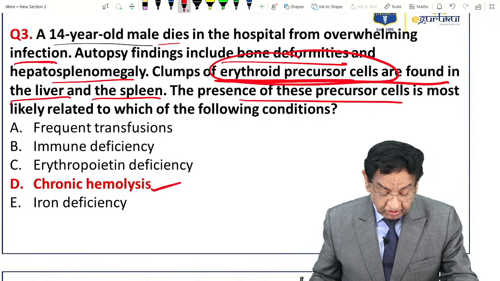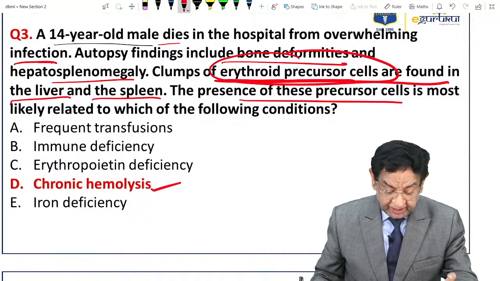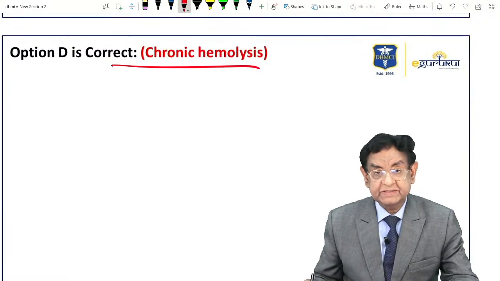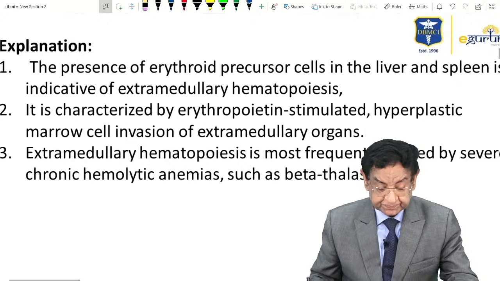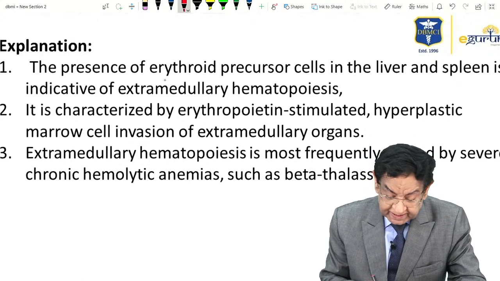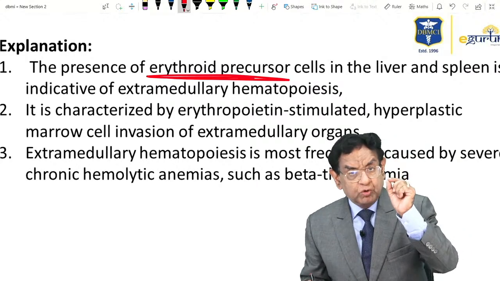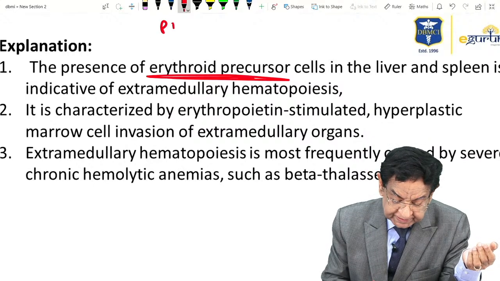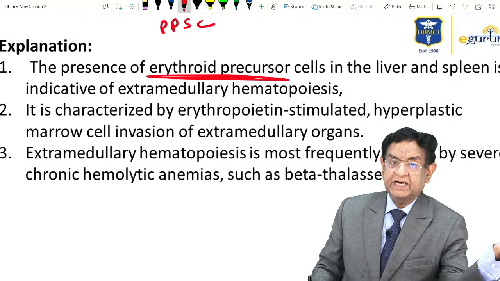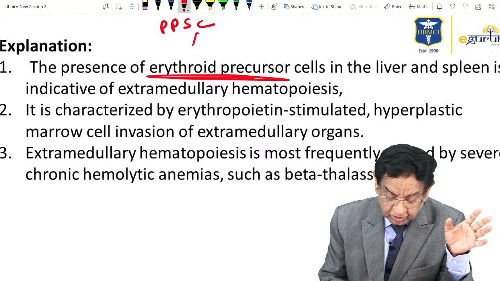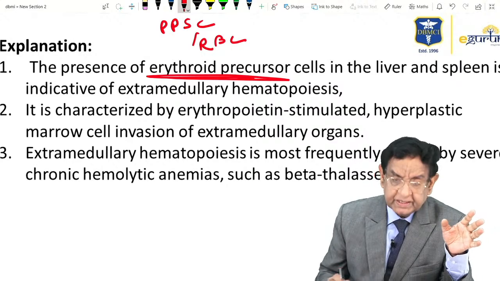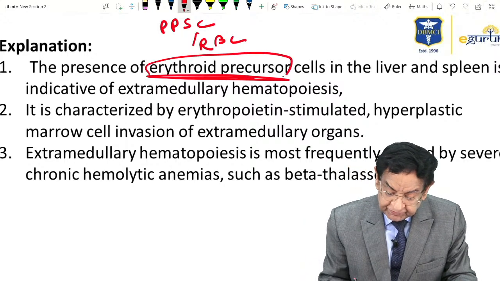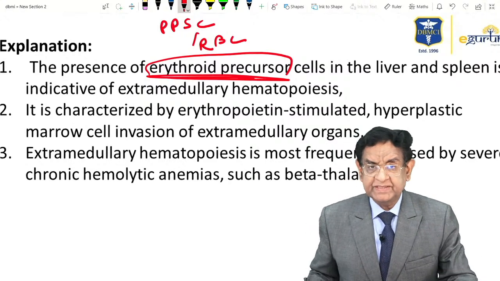This is the meaning of chronic hemolysis, the answer. Why this answer? Why not others? Let's take one by one. Explanation. As we read, there are erythroid precursors. That means those cells in the bone marrow, we all know very well, a pluripotent stem cell in the bone marrow makes all the cells, and it gives rise to all the series, the RBC series also, the erythroid series, which ultimately make the RBCs. So erythroid precursors are part of the bone marrow and are going to make RBCs when they develop.